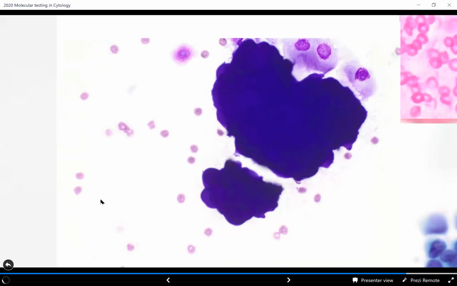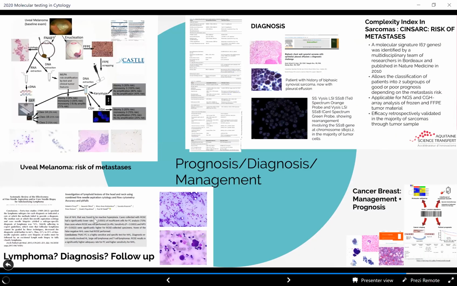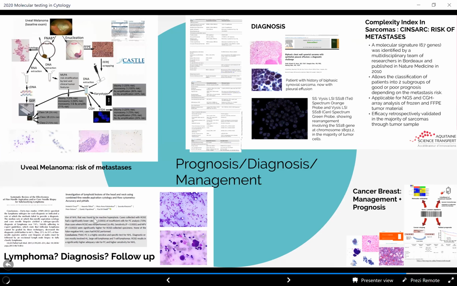Lymphoma. Lymphoma has, there's always the 2 groups, who insist that they can diagnose lymphoma based on cytology, and other ones who insist that it would be difficult. But so this area is still not resolved.